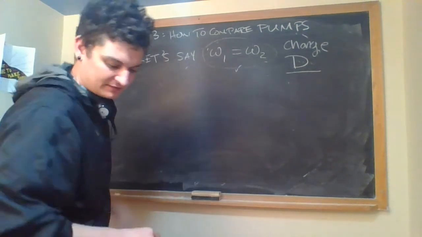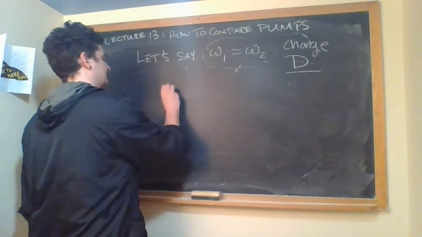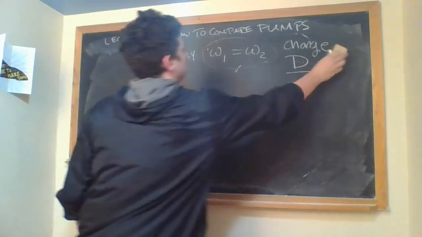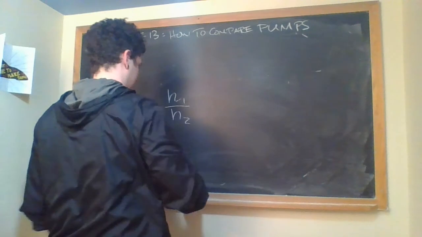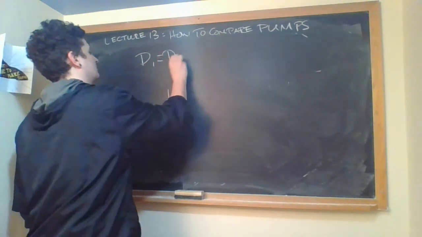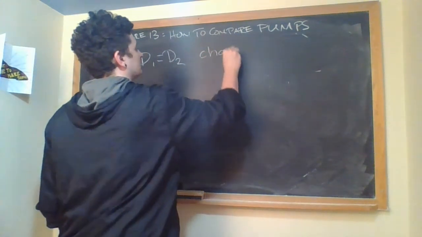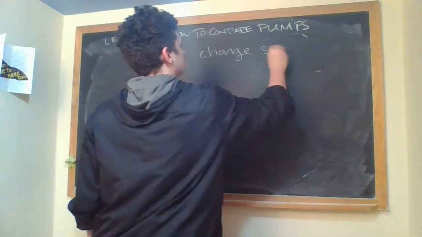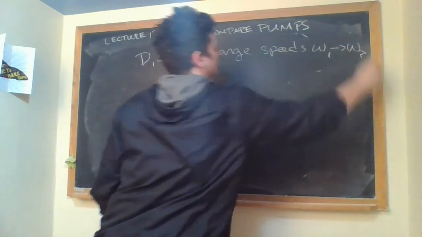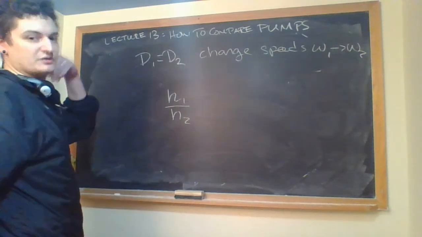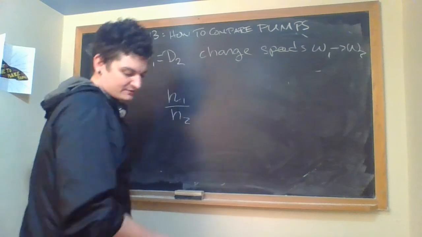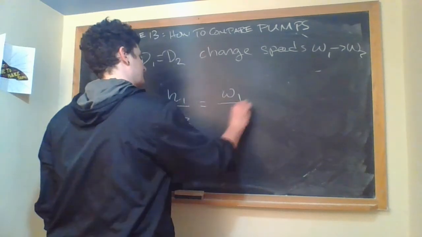So the idea is, I'll take, let's say, two pumps. Let's do the first case that I have. Okay, two diameters the same, two pumps, I'm going to change the omegas on them. Let's consider then head rise. Well, here's my similarity law for the head rise, right?